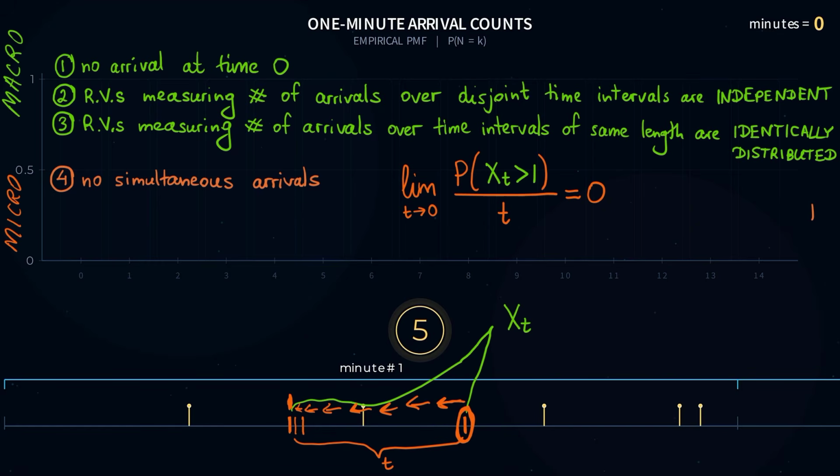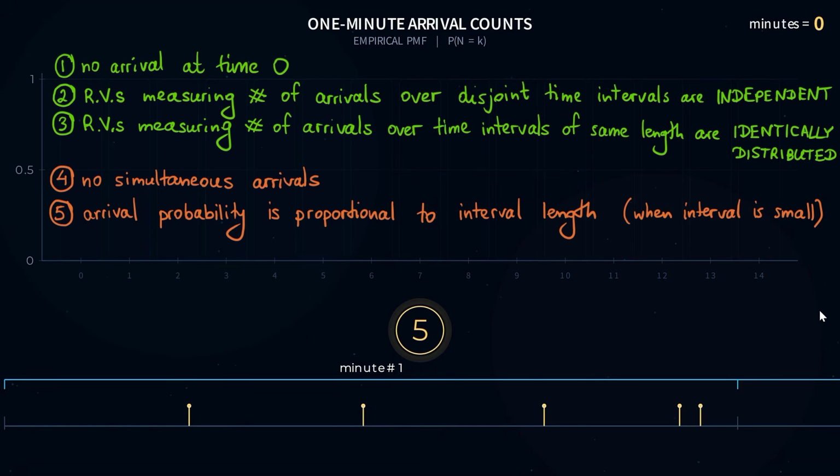And since we started making parallels to the Bernoulli process, this no simultaneous arrivals condition is very interesting because in the Bernoulli process we can only have a 0 or a 1. You can never have the outcome of a Bernoulli process be a 2, right? So this fourth condition here says X_t cannot be greater than 1. It can be 0 or 1. So that is looking pretty interesting. Now let's take a look at the fifth postulate, and then we will have seen all 5 of them. Okay, the fifth postulate says that the arrival probability is proportional to interval length when the interval is small, very small.